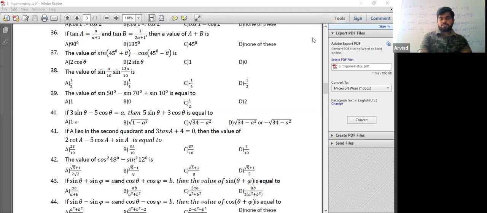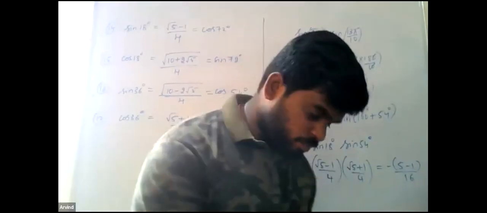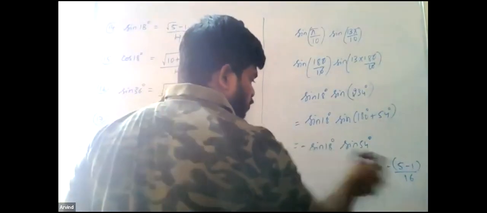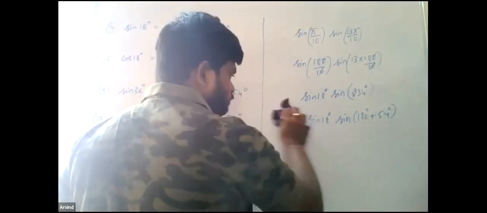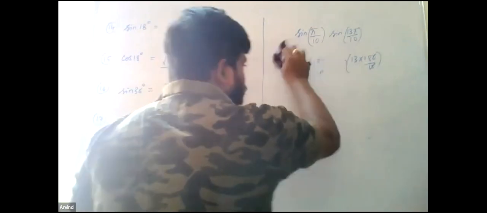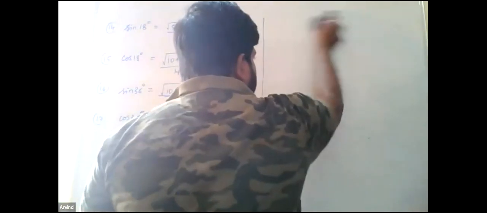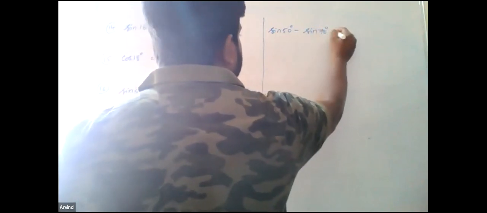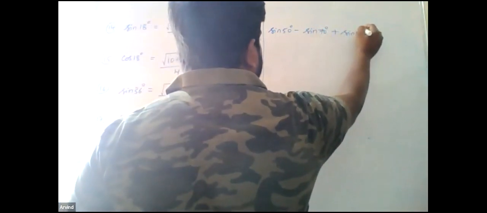Simple. Use the sine of a plus b, sine of a minus b formula, that's all. Observe. I'll also give you all the formulas required. First, let's solve this. Sine 50 degrees minus sine 70 degrees plus sine 10 degrees.